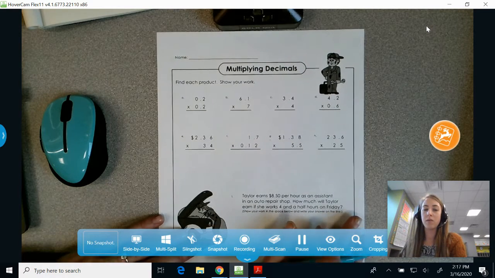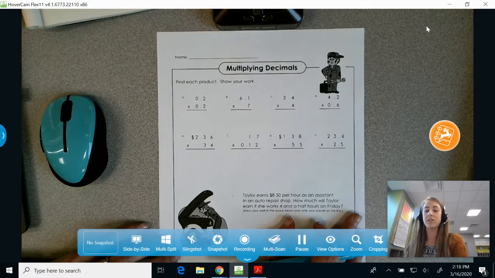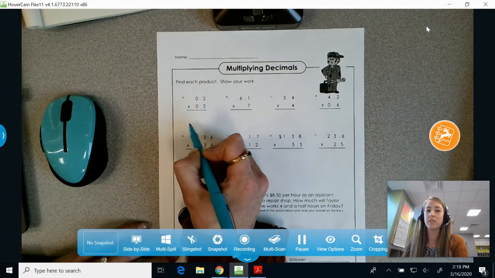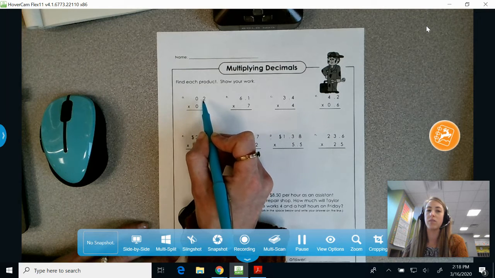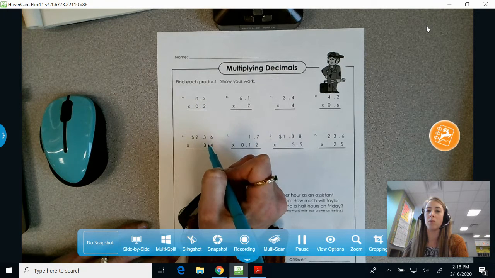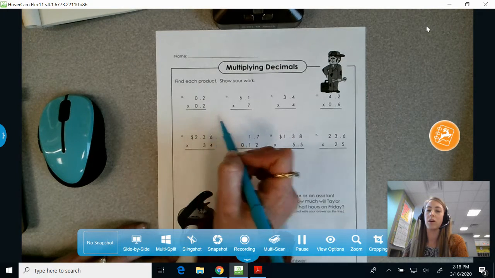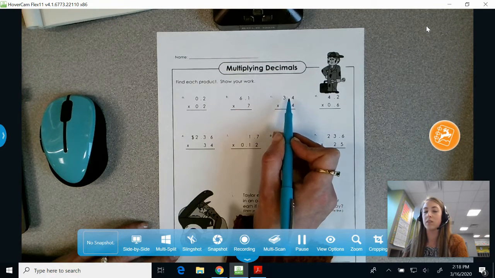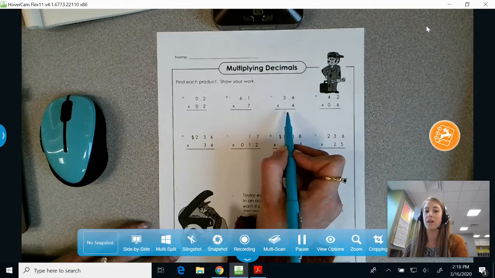Today we're going to do several problems with multiplying decimals. Yesterday you probably remember that we multiplied a whole number by a decimal and our product got smaller because we were multiplying by something that was less than 1. Today we're going to have a combination of things. So you'll notice here we've got a decimal by a decimal. That answer is going to be really small because we've got two really small numbers that we're multiplying, two things that are less than 1. Here we've got two numbers that are both greater than 1, so both of those are going to get bigger.